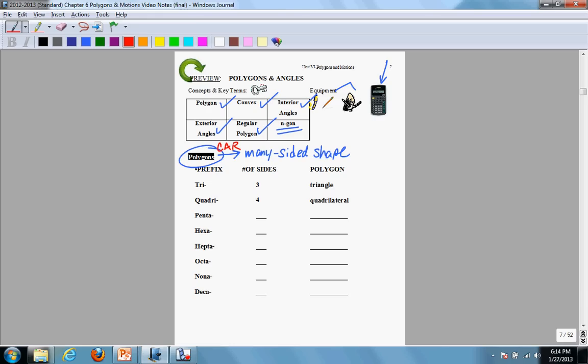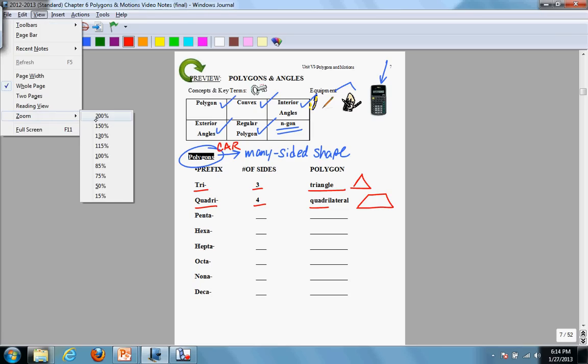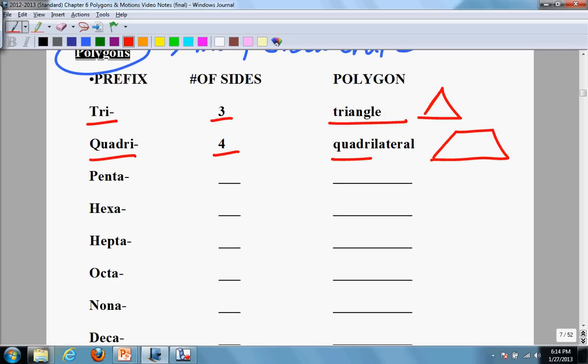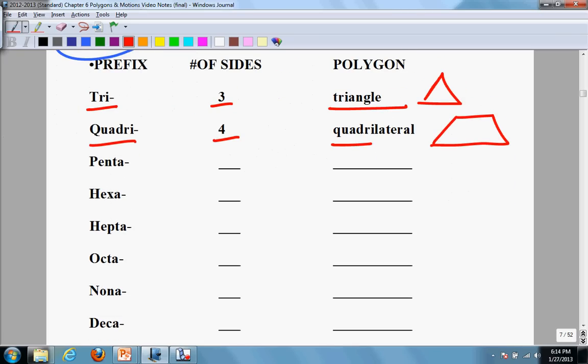So here are some more specifics. A three-sided shape, number of sides 3, of course we call that a triangle. And a four-sided shape we would call a quadrilateral. So any four-sided shape would be a quadrilateral. Now, if you're familiar with these prefixes, which some of you might know from Latin or from science, penta is a five-sided shape. And it would be a pentagon.